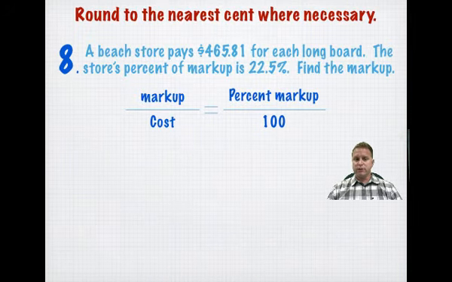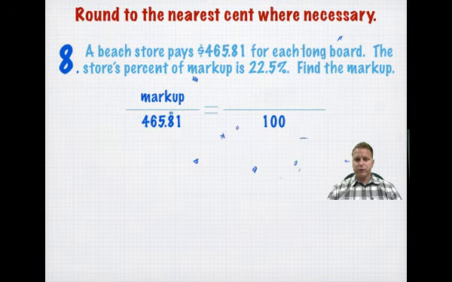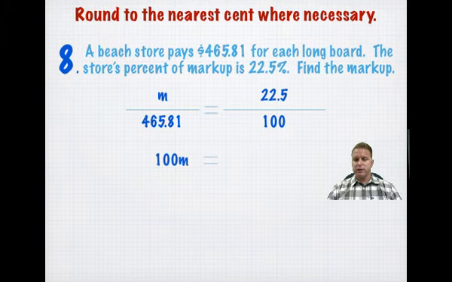Would you please try this problem? Pause the video if you haven't already. But I'm going to get started because you've paused the video and you've solved it. And we have 465.81, a markup of 22.5, a variable of M. We cross multiply, we get 100M is equal to 10,480.725.